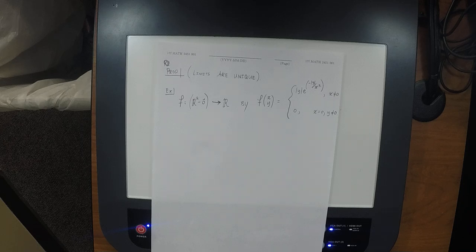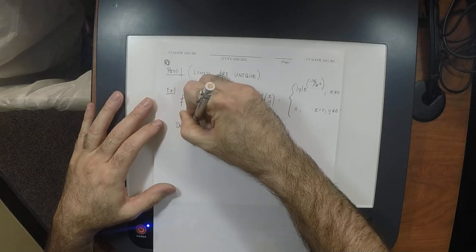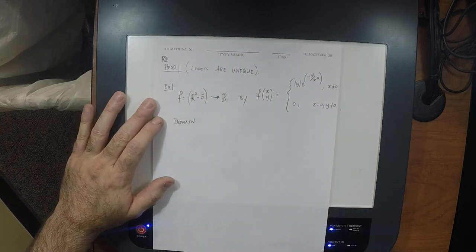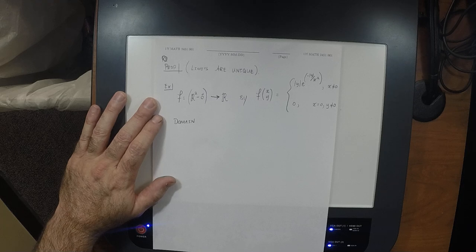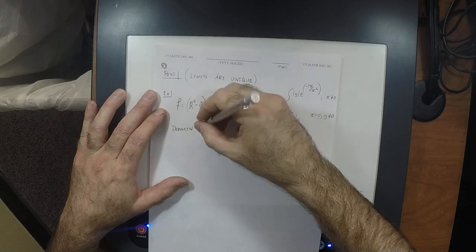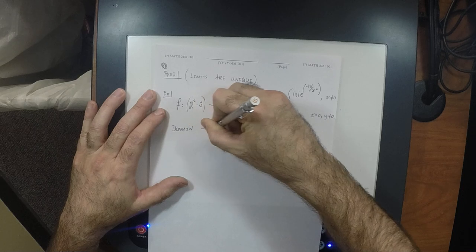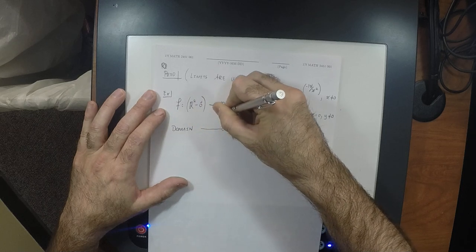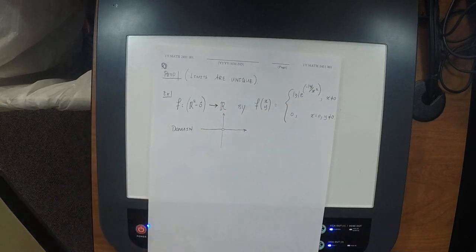So let's take a quick look at the domain. What does the domain look like? It's all the points, right, except the origin. Okay, so the domain, I don't know a good way to draw it like this. So it's everything except that one point at the origin.